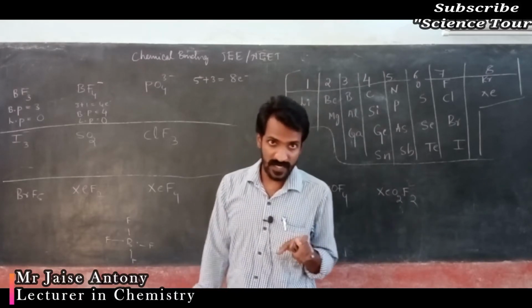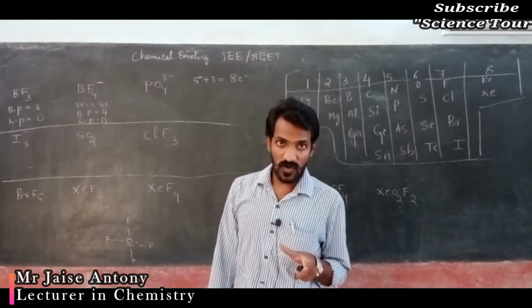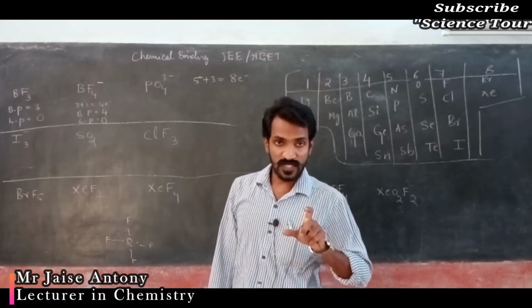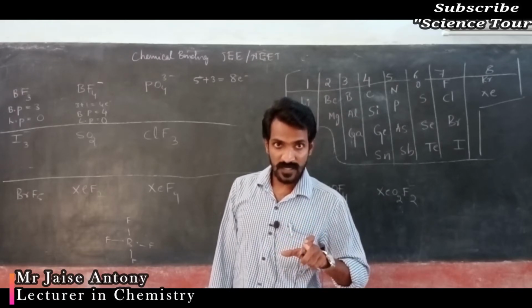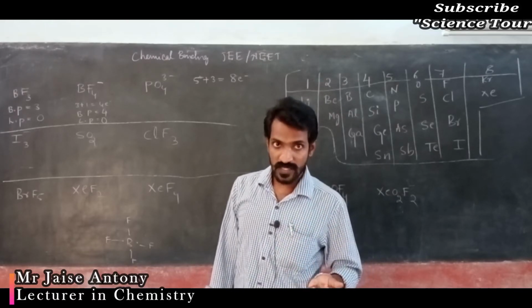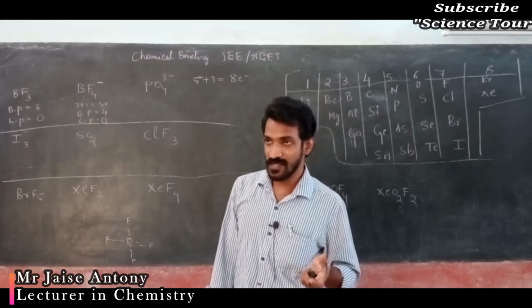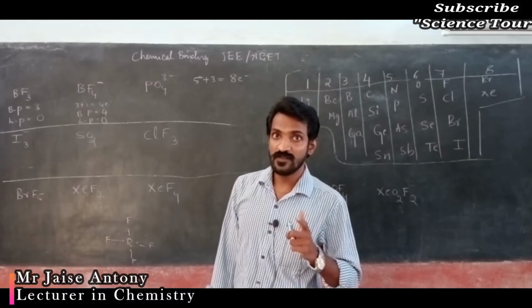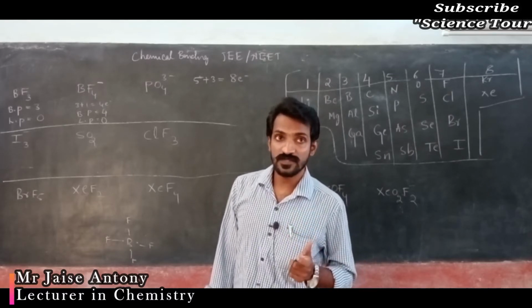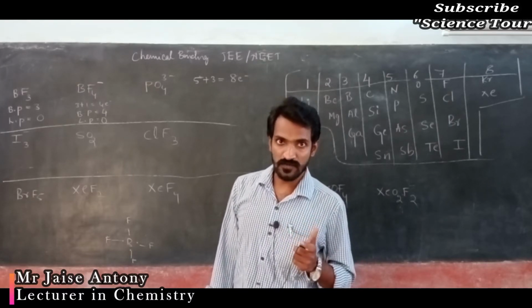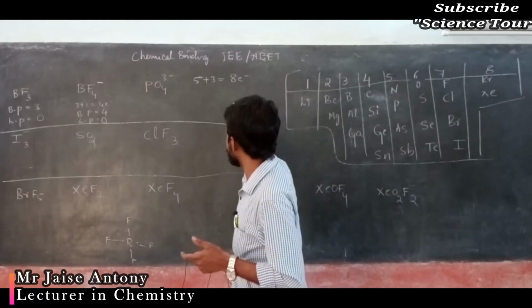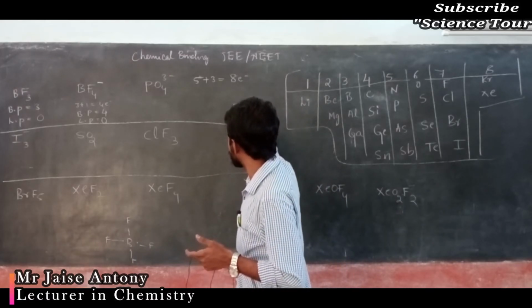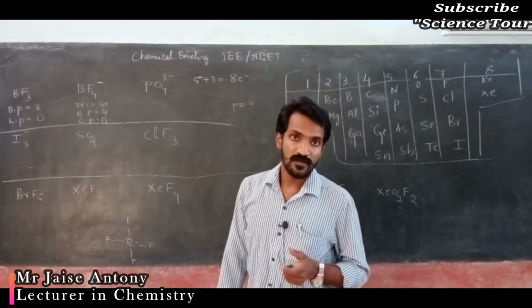Four oxygen atoms. Four oxygen atoms form a double bond with the phosphorus. That means each oxygen bond requires how many electrons? Two electrons of phosphorus. For example, one oxygen bond requires two electrons of phosphorus.